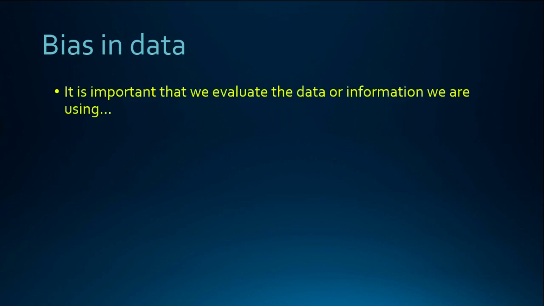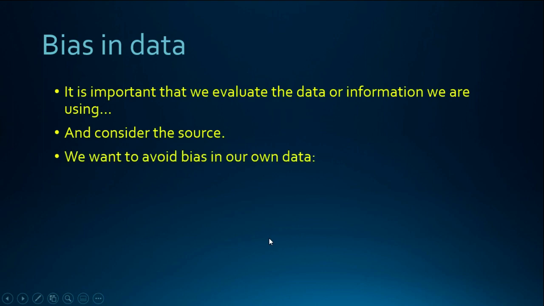It's important that we evaluate the data or information that we're using because we don't want bias. So we've got to consider the source. We want to avoid bias in our own data as well. So we don't want to use somebody else's data if it's biased. And when we generate our own data, we don't want our own data to have bias.